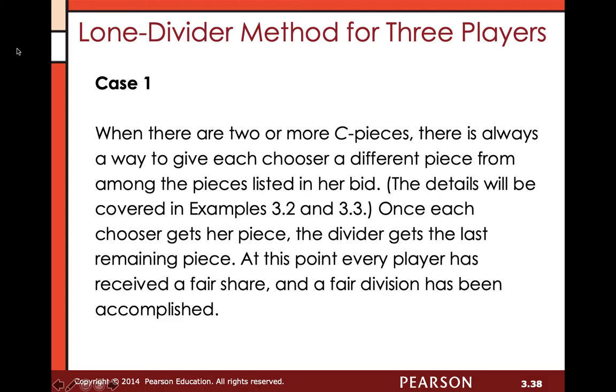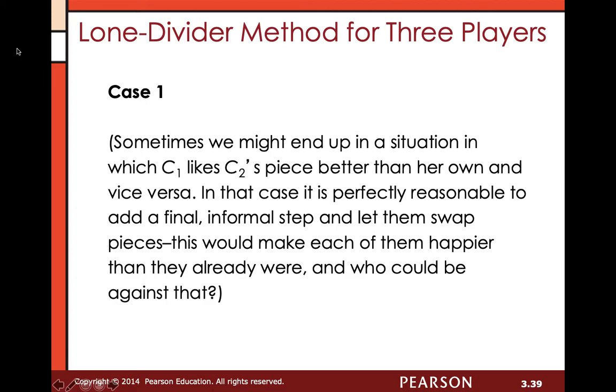Depending on the number of C pieces, there are 2 separate cases that we have to consider. Case number 1 is probably the easier of the 2. When there are 2 or more C pieces, there is always a way to give each chooser a different piece from among the pieces listed in their bid. The details are going to be covered in a few examples later on. Once each chooser gets their piece, the divider gets the last remaining piece. At this point, every player has a fair share and a fair division has been accomplished. Sometimes we might end up in a situation in which C1 likes C2's piece better than her own, and vice versa. If that's the case, it's perfectly reasonable to assume that they're just going to swap pieces.